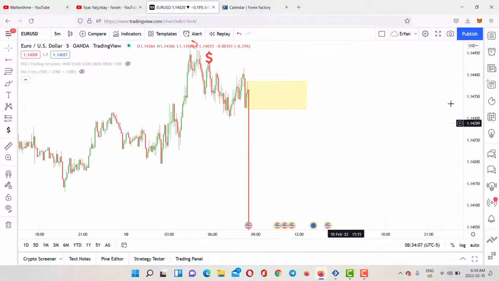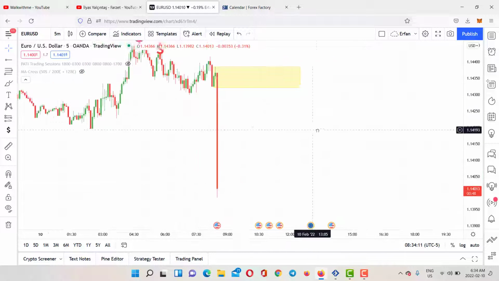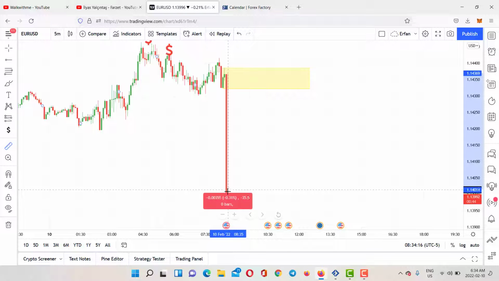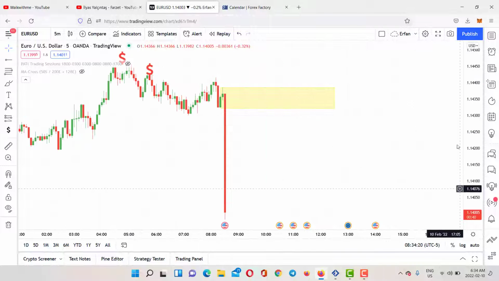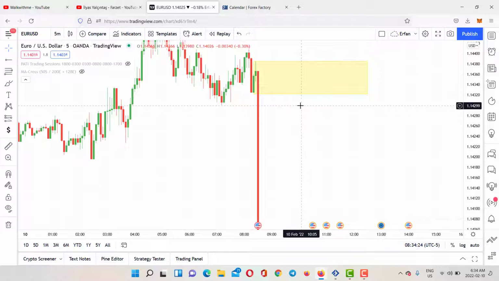Wow, this is very... Imagine I took my trade here and I still hold it. How many pips would it be? Like, it's crazy. 40 pips. 40 pips, guys. 40 pips. Let's see.